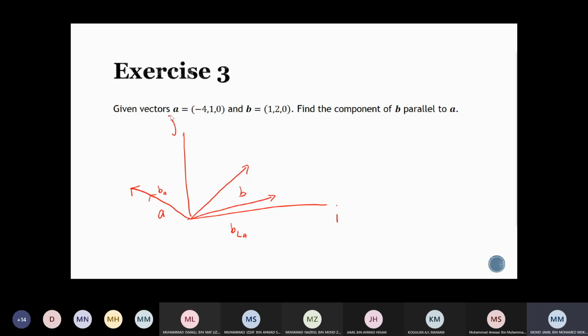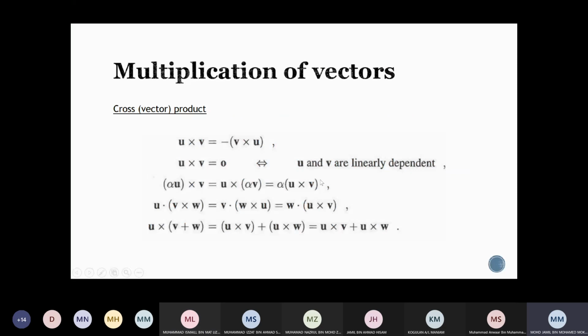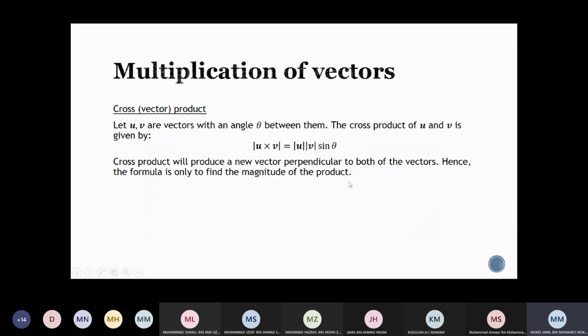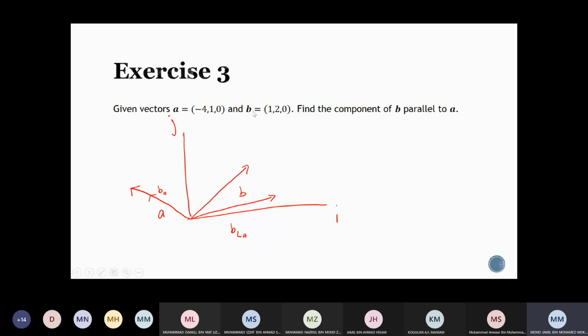Question number 3? Okay, so actually number 3 asks us to split vector B, so that we find the component of B that is parallel to A. So let's say we have two vectors, one vector A and one vector B. We can always find the B that is parallel to A. We name it B_A. That means project B onto A.